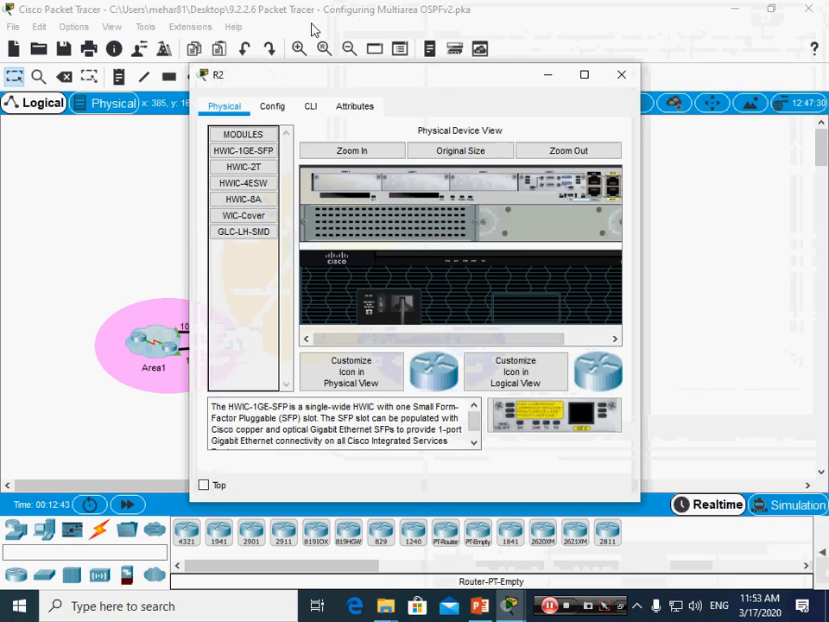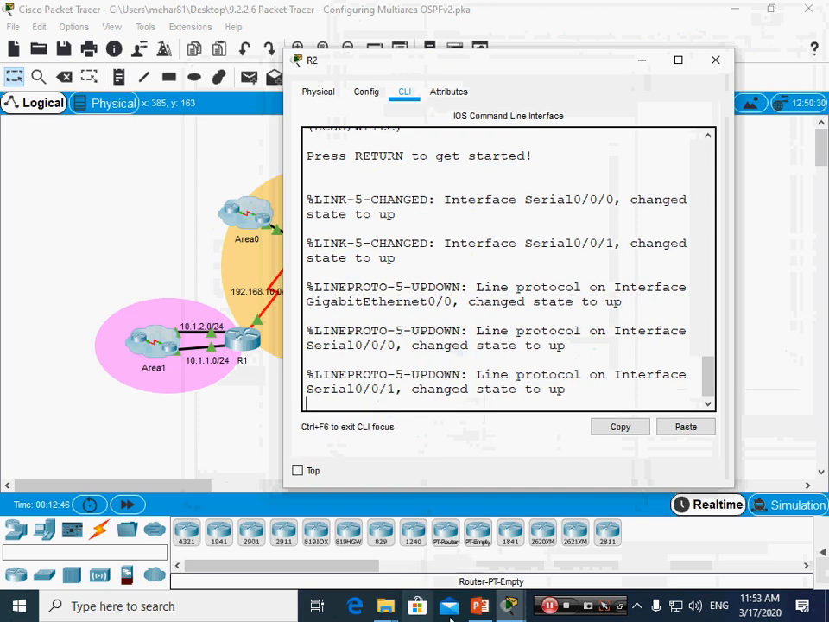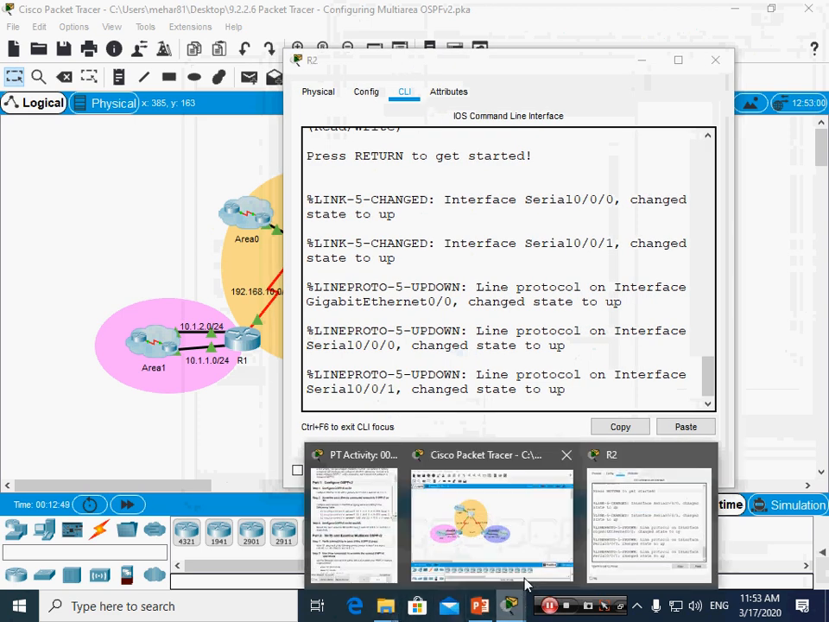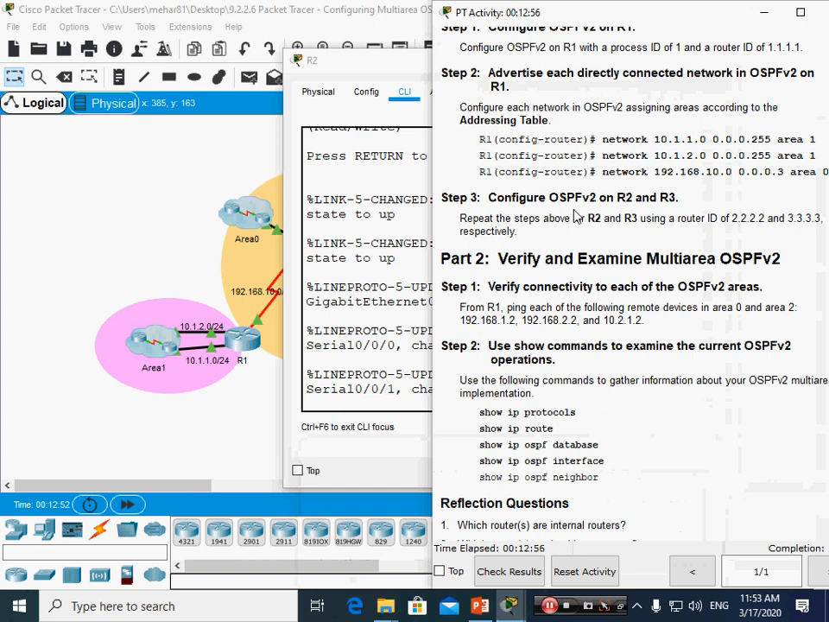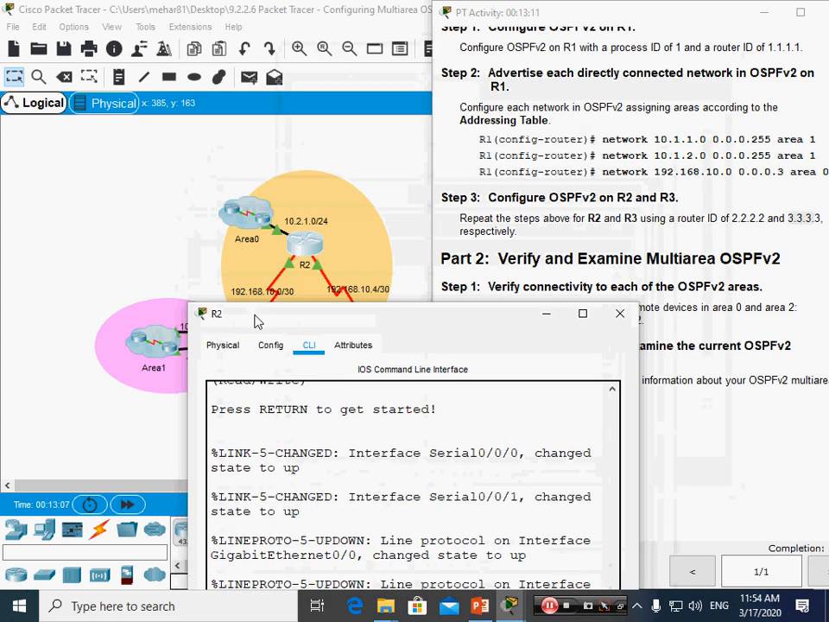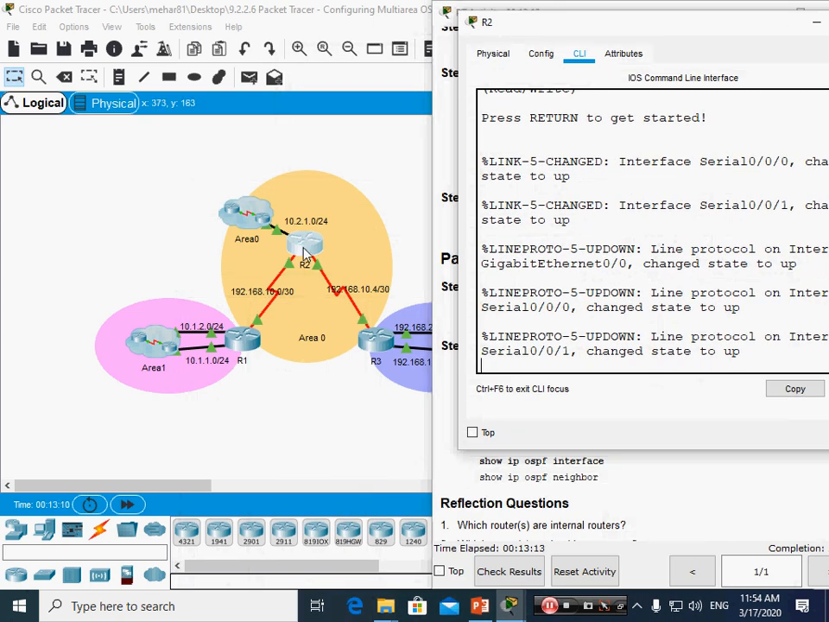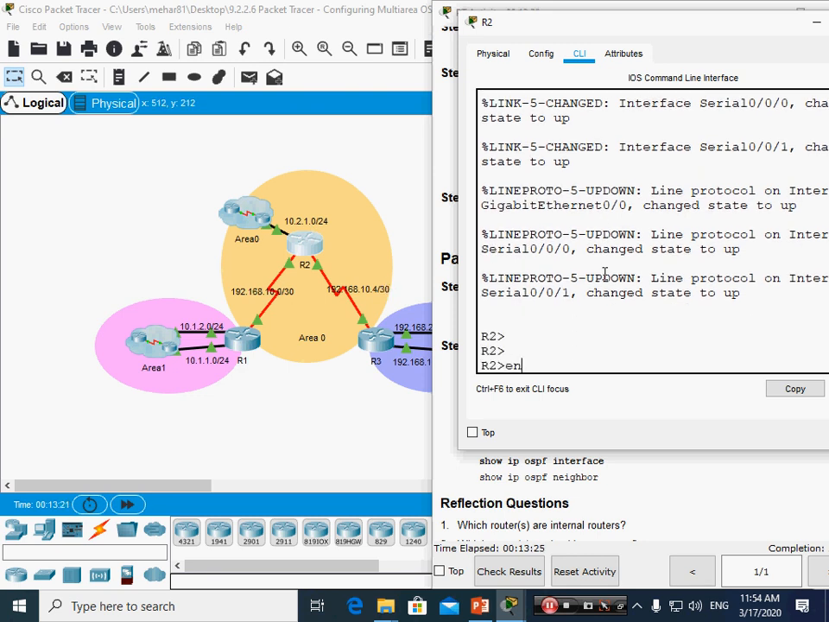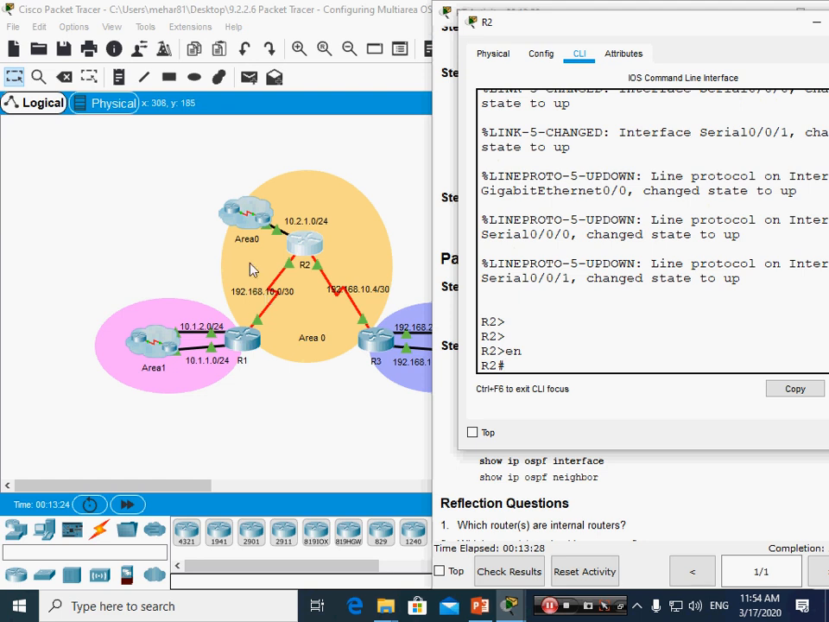Now if you go to router 2, look at the instructions here for OSPFv2 router 2: repeat the steps above for router 2 and router 3 using router ID 2.2.2.2 in router 2, and the other router ID in router 3. We will configure 3 networks in router 2. All the networks are in area 0.